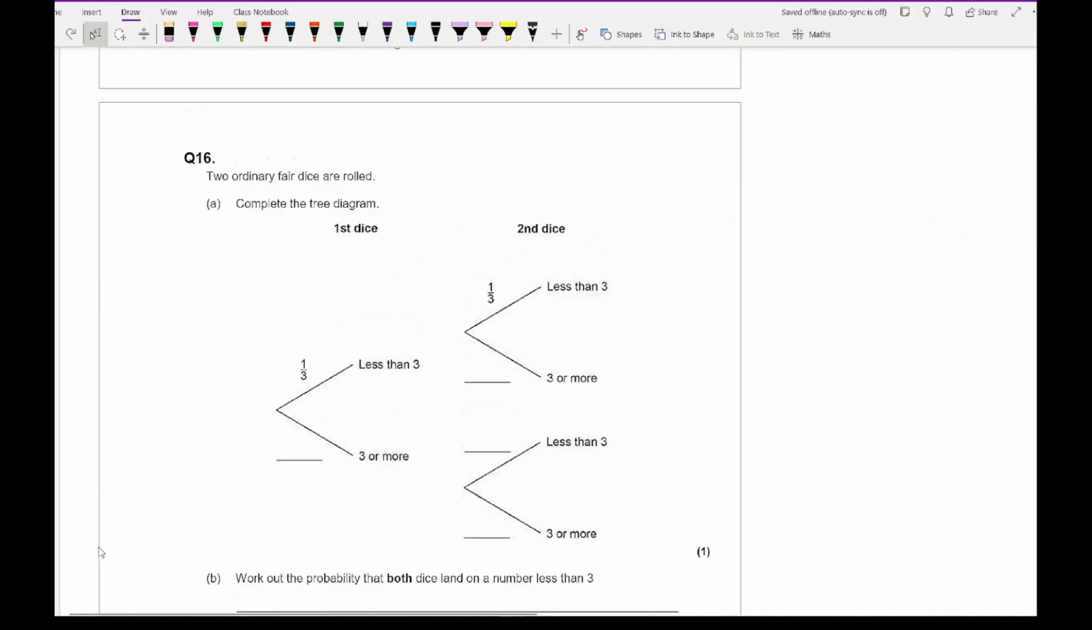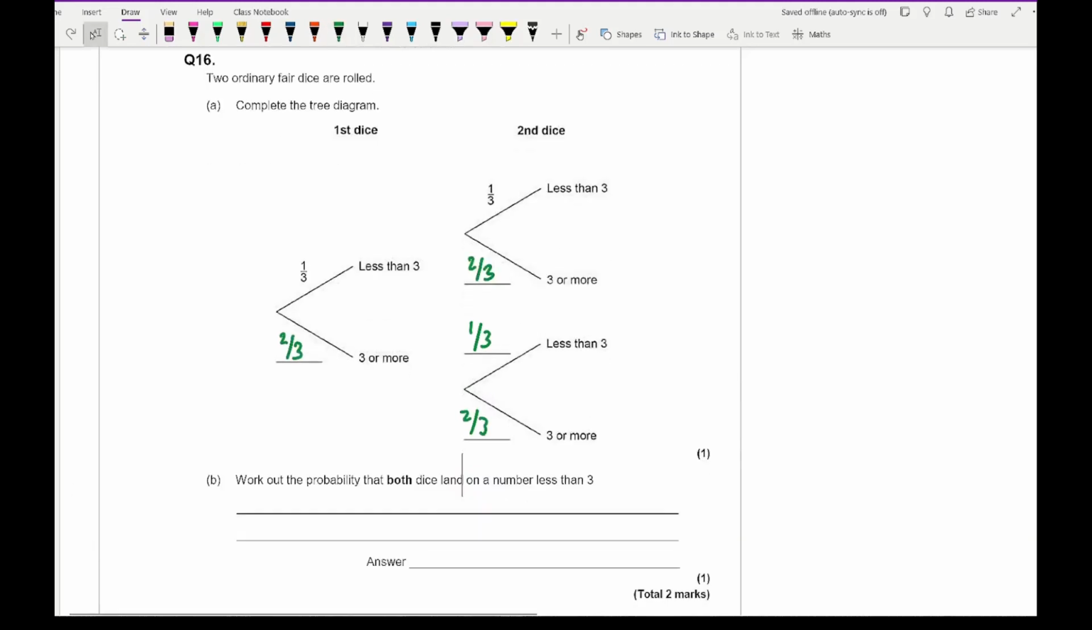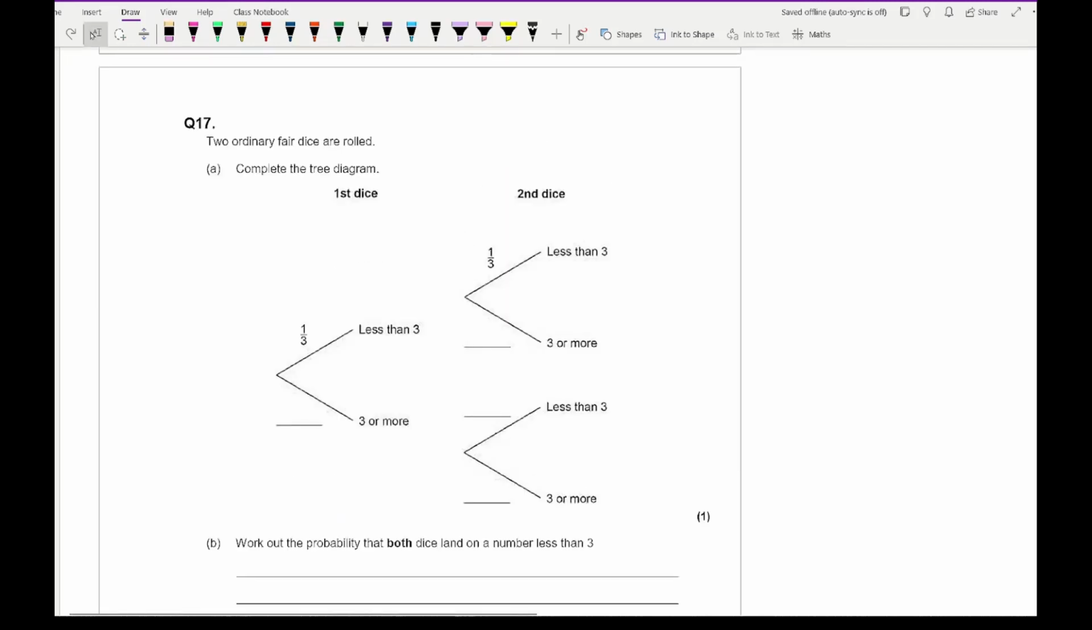Then moving on to question 16, which looks at a tree diagram. It says 2 ordinary fair dice are rolled. Complete the tree diagram. So again, if this branch here is 1/3, then this is going to be 1 take away a third, which is 2/3. This is going to be 2/3, that's going to be 1/3, and this is going to be 2/3. The next question then says work out the probability that both dice land on a number that's less than 3. So here I'm going to be using this and this. Now again, and means multiply, so it's going to be a third times a third, which gives me an answer of 1/9.